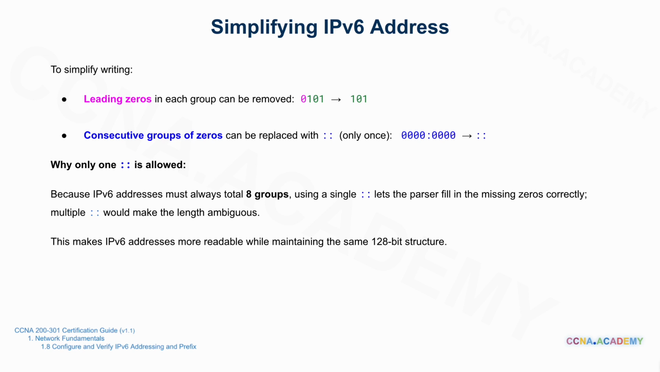IPv6 addresses can be long, but you can make them shorter. First, drop any leading zeros inside each group. Second, replace one block of consecutive zero groups with a double colon. You can only use the double colon once, otherwise, the address becomes ambiguous. This keeps IPv6 addresses readable without changing their meaning.